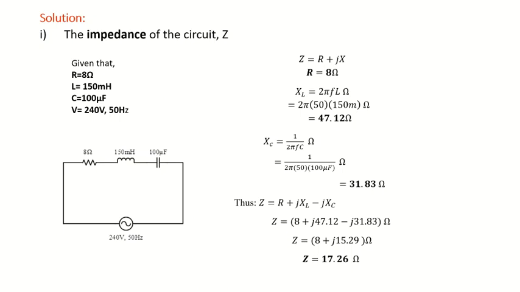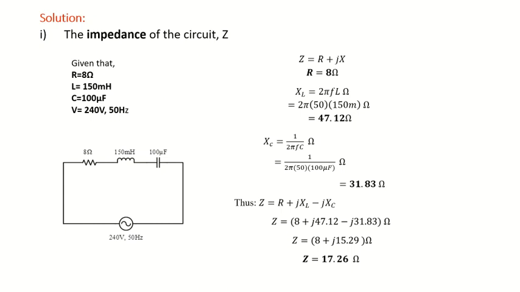reactance of the capacitance, which can be found from this formula: 1 over 2 pi fC. So 1 over 2 pi times 50, and your capacitor is given as 100 microfarad. The answer for the reactance of the capacitance is 31.83 ohms. And then you put all this into the impedance formula.